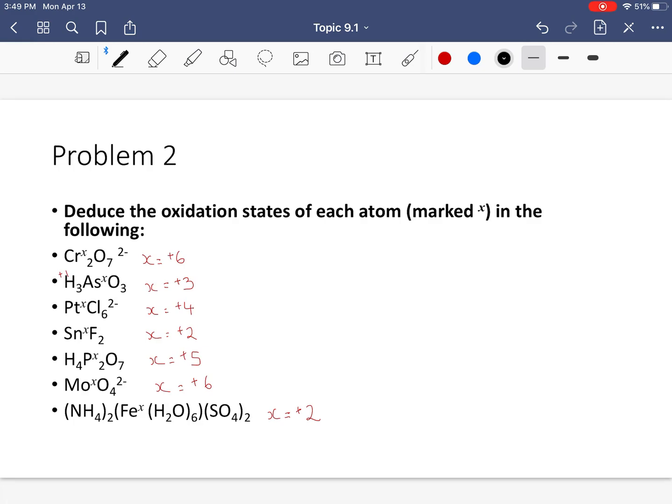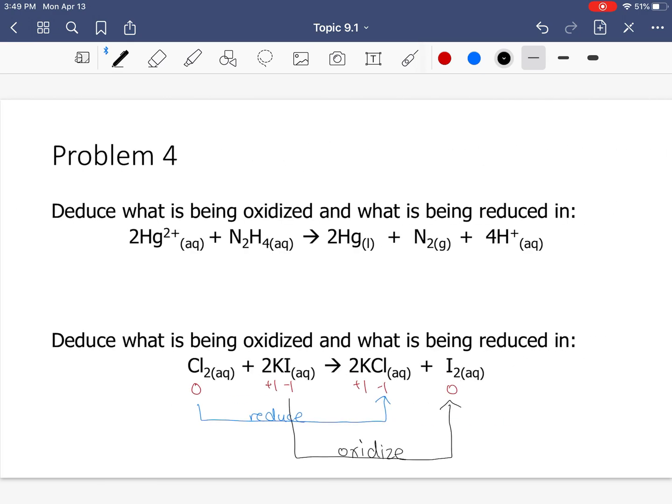So here's problem 2, with all these oxidation numbers. You can pause this video and take a snapshot of it if you're looking at this through your phone. And here is problem 4, finding out who got reduced and who got oxidized. I worked that out for you. Again, if I'm wrong, let me know.